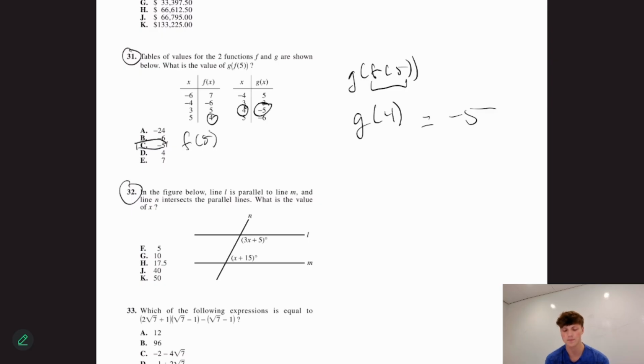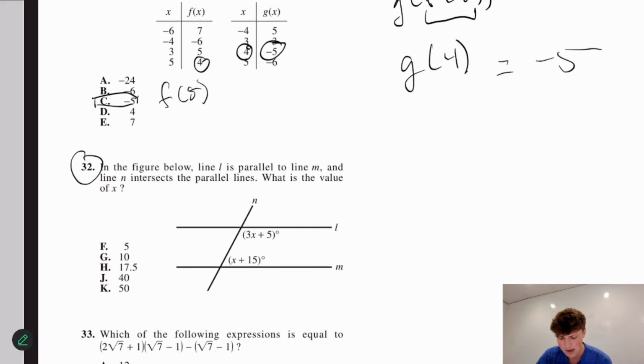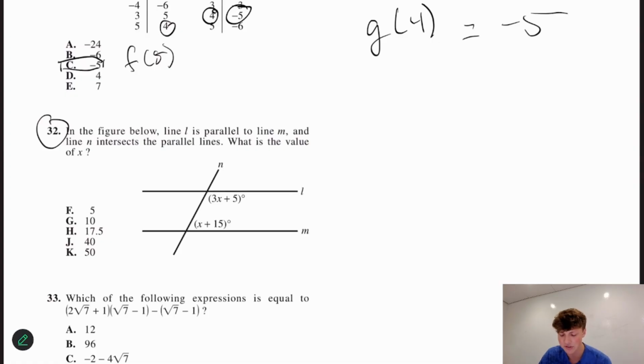Here, question 32. We mentioned something about this earlier. This might help clarify that very early parallelogram question or quadrilateral question, okay? Question 32. In the figure below, line L is parallel to line M, and line N intersects the parallel lines. What is the value of x?